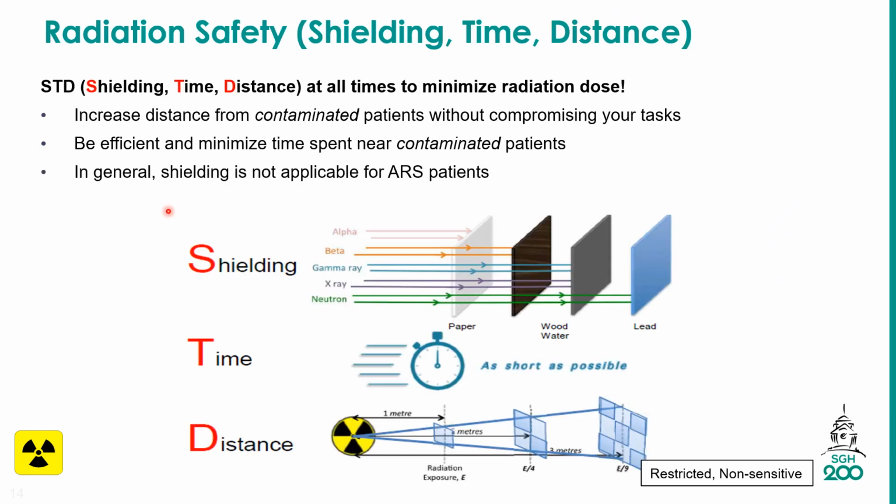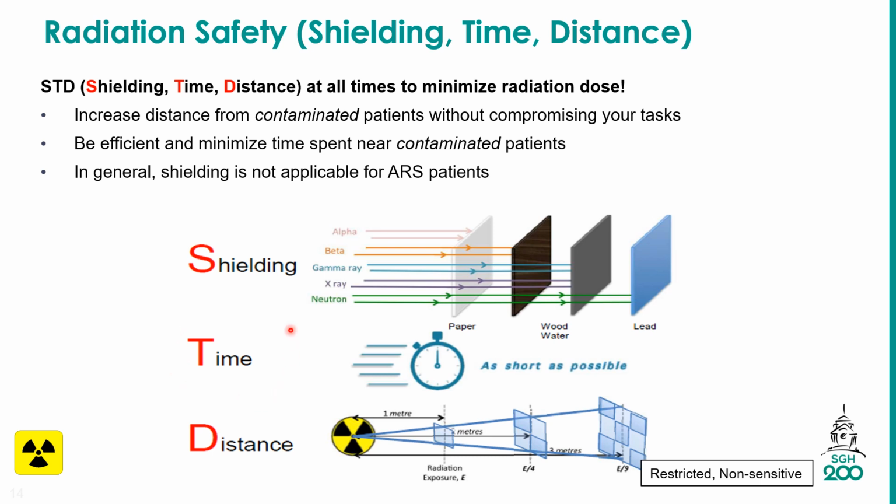How do we protect ourselves from radiation? Well, there are three principal ways in which we can do that. One is to use shielding. That is what we see our radiographer colleagues do. They often wear a lead apron when they do a portable chest X-ray for patients in the ward or ICU. And the other is time.